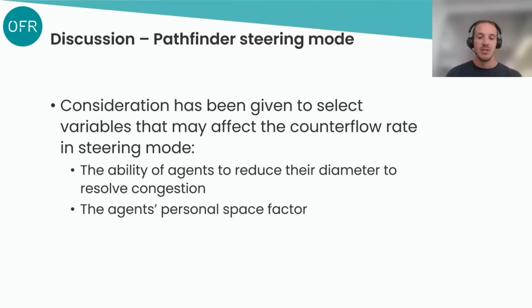The next parameter is the agent's personal space factor. The default here in Pathfinder is 0.08 meters, and we decreased this to 0.05 and showed that it had a negligible impact on our results. I think it was around a 0.2% increase in flow. So while there is a possibility to alter these parameters, we thought care should be taken with any sort of justification for these, and would probably err on the side of sticking with the defaults as being more representative in lieu of further research.